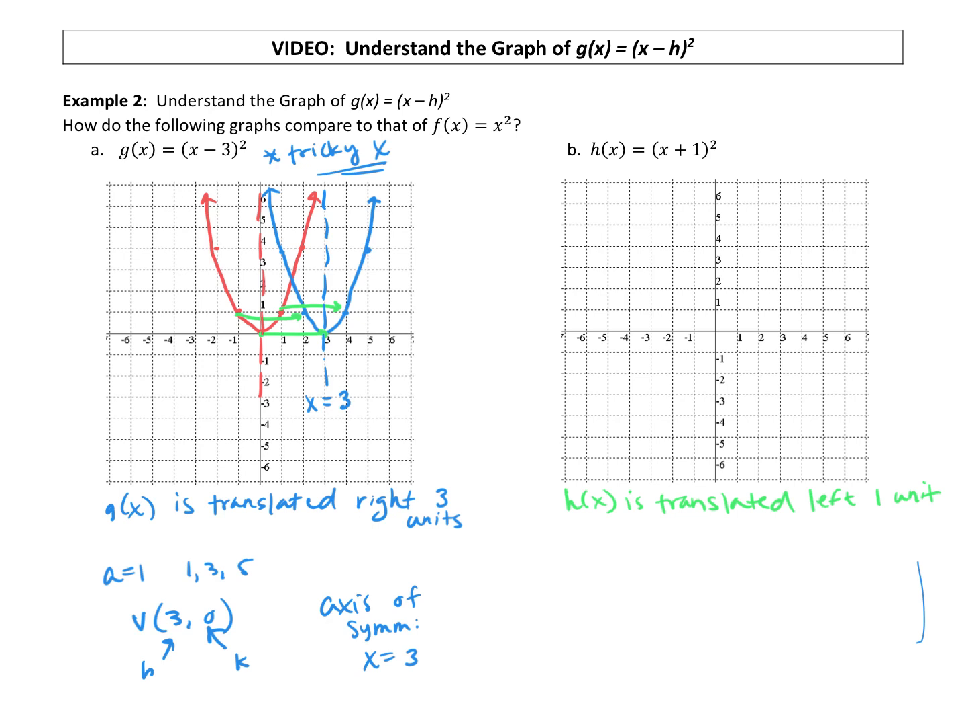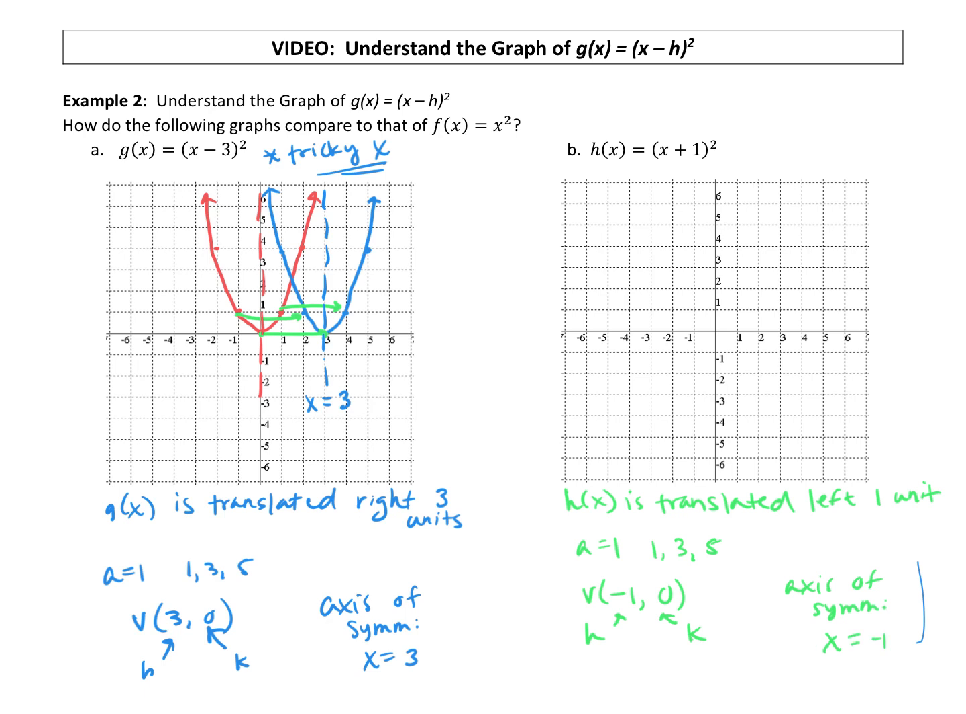Our a value is going to be in front of the parentheses. There's nothing there, so that means our a value is equal to 1. So it gives us a 1, 3, 5 graphing pattern. And then our vertex is going to be, if we're shifting to the left 1 unit, negative 1, 0. And let's just make sure we're recognizing that's an h and a k value. Our axis of symmetry will be at x equals negative 1.